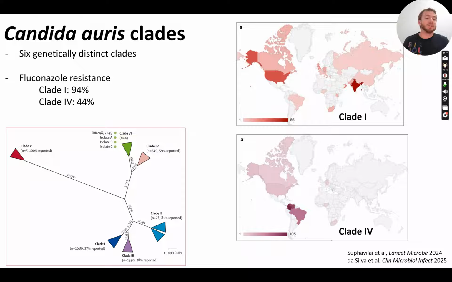Clade 1 is basically always resistant, while clade 4 only half of them. And what we also know is that these two clades, together with clade 3, are associated with outbreaks, while clade 2, 5, and 6 not yet. So if you see in your practice, for example, a clade 2 isolate, the chances for an outbreak are rather low. But if you apply genotyping and you see it's clade 1, you might already take some preventive measures.